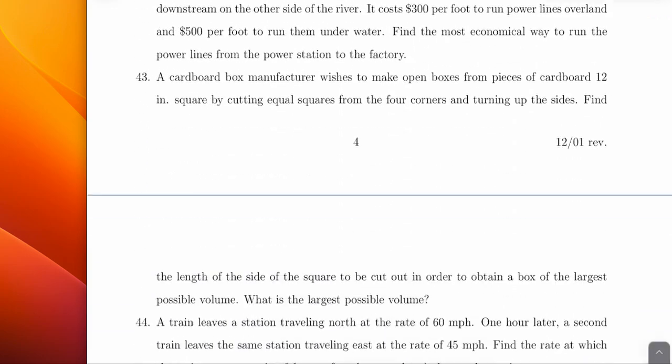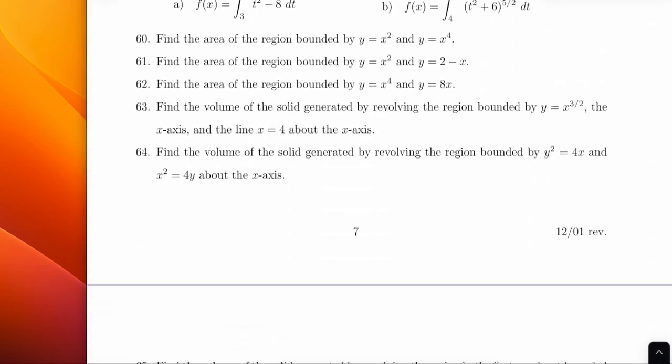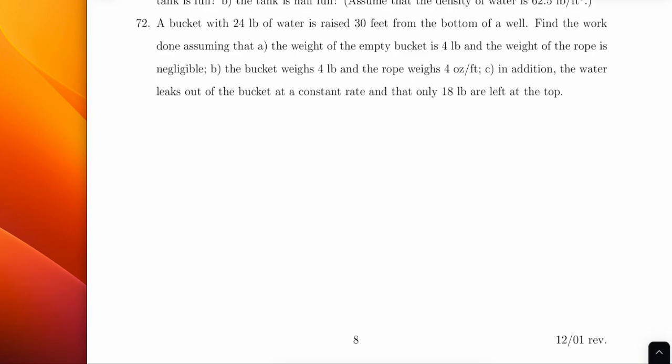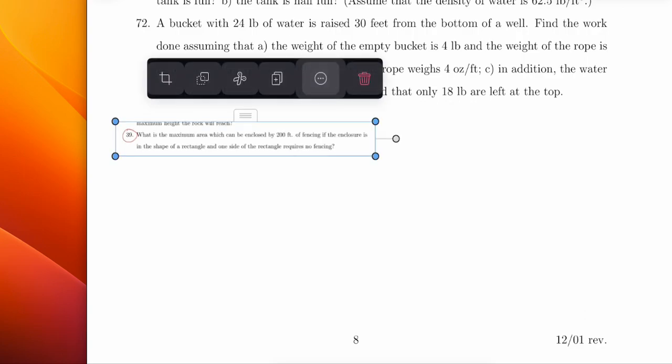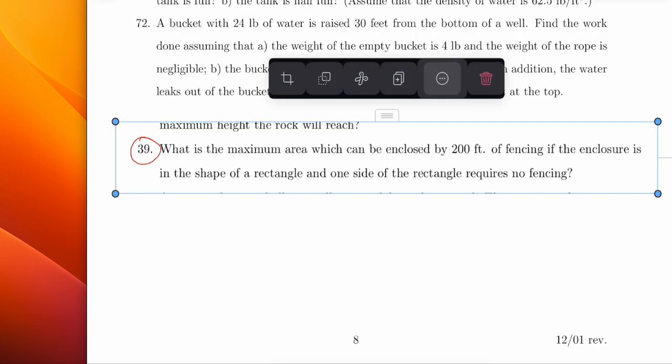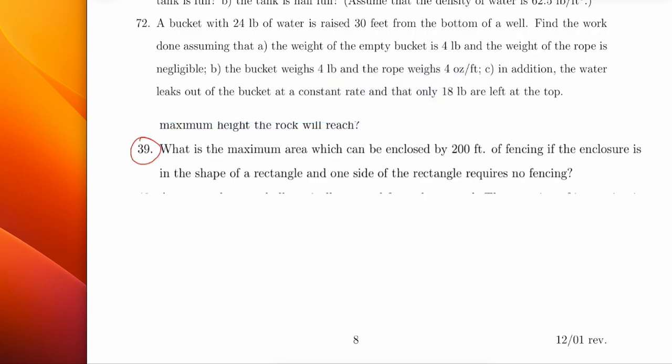Okay, let's look at 39. Why is 39 so squished in there? I have no idea. That's why I needed to make some room. Okay, let's look at 39. It says, what is the maximum area which can be enclosed by 200 feet of fencing if the enclosure is in the shape of a rectangle and one side requires no fencing?